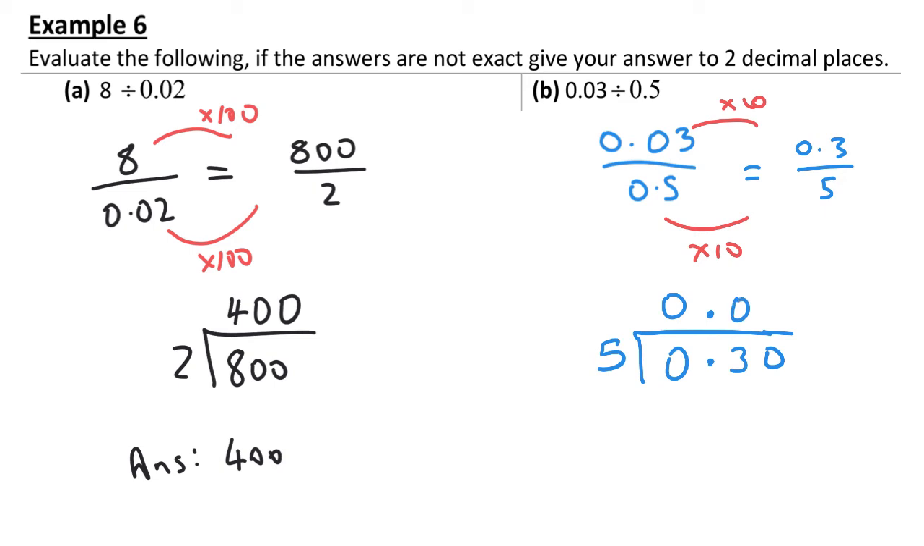5 into 3 doesn't go. I'm going to carry it over. And then 5 into 30 goes 6 times. So the answer is 0.06.